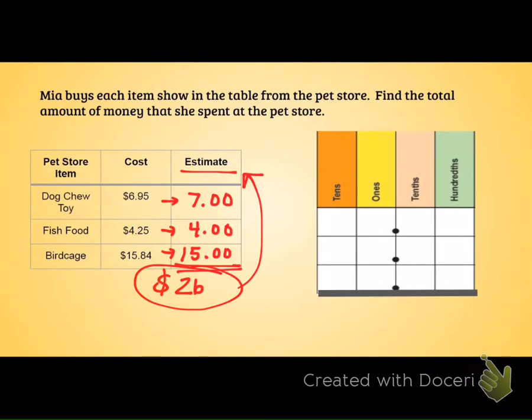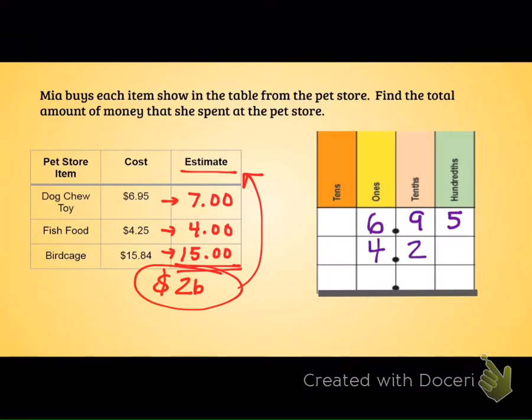So she bought a chew toy for $6.95. Notice that I'm putting that around this decimal right here, right? I'm using that decimal. That's my anchor. It never moves. The decimal's always between the ones and the tenths column.